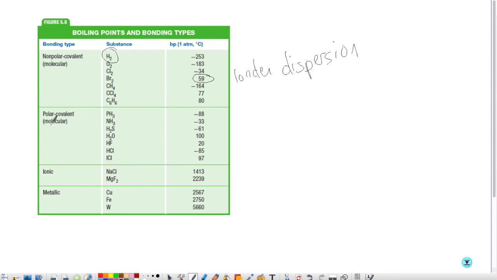So here are polar covalent bonds. Okay? Notice that they have, in general, higher boiling points than the nonpolar covalent compounds. Okay? Then you get into something like ionic. And then even stronger than that is the metallic, the sea of electrons, right? Metallic intermolecular forces are actually very, very strong because they just form these gigantic networks. Okay?